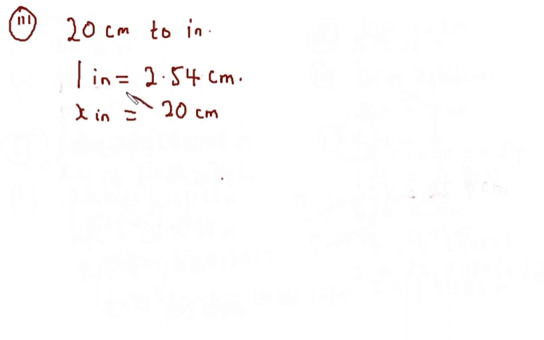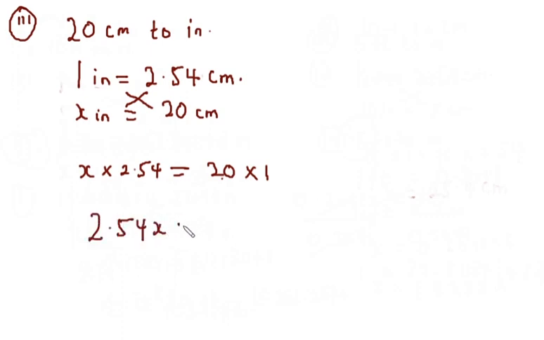We are going to be cross multiplying as we did before. So x times 2.54 is equal to 20 times 1. So this is 20 times 1. So this is 2.54 x equals 20.